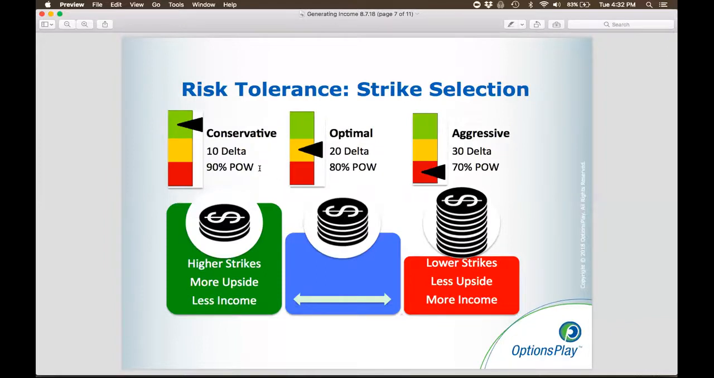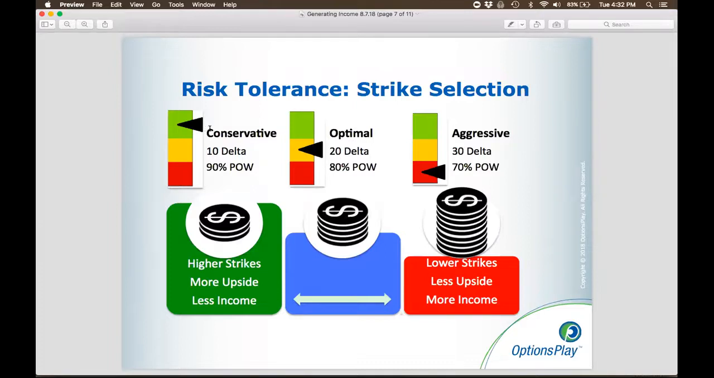Next, we want to look at selecting a strike price. So now that we've figured out which expirations we want to look at, the next thing we want to figure out is what strike prices to select. And here, your strike selection should be based on your own risk tolerance. Each one of us is different, so it makes sense for us to understand what the different risk tolerances are in order to select the appropriate strikes for our risk tolerance.